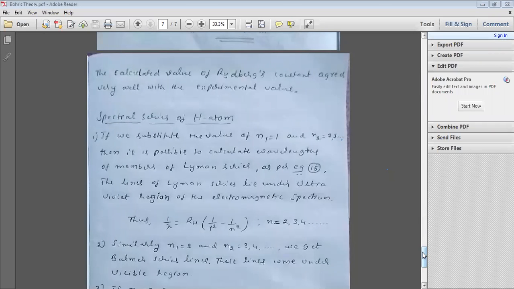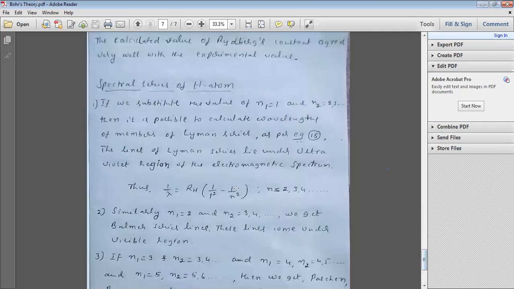Similarly, you could ask a question: what happens if you substitute 2 for n1 instead of 1? Here we have 1 square, and in this place we can put 2 square. If I substitute n1 is equal to 2 and n2 is equal to 3, 4, 5, and so on, then we are going to get the second series. The second series of the hydrogen atom is what we call the Balmer series.